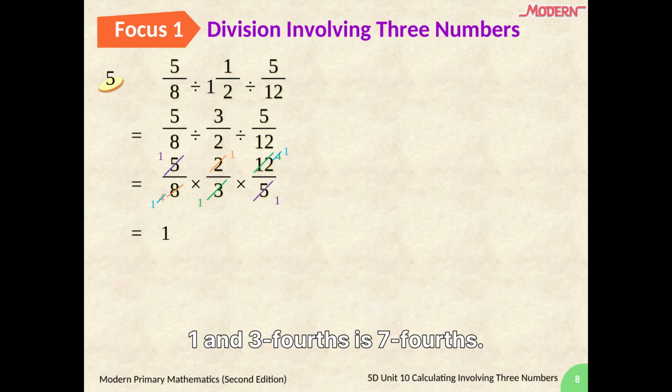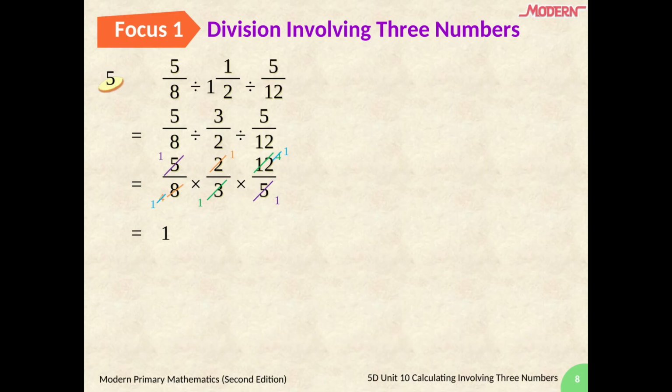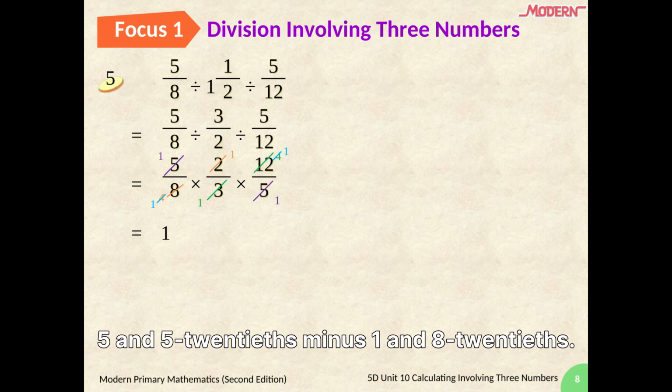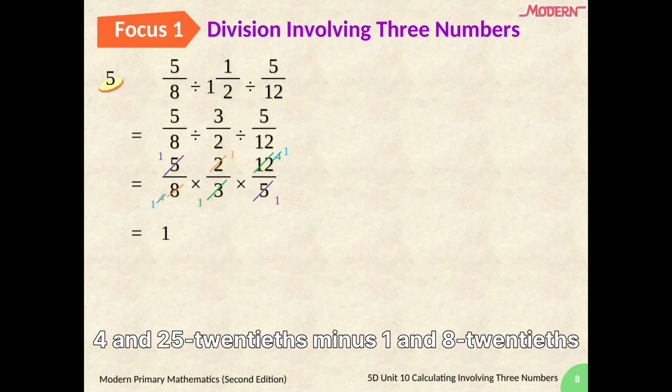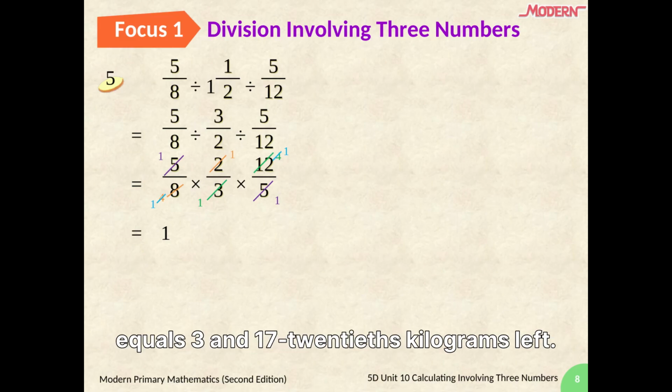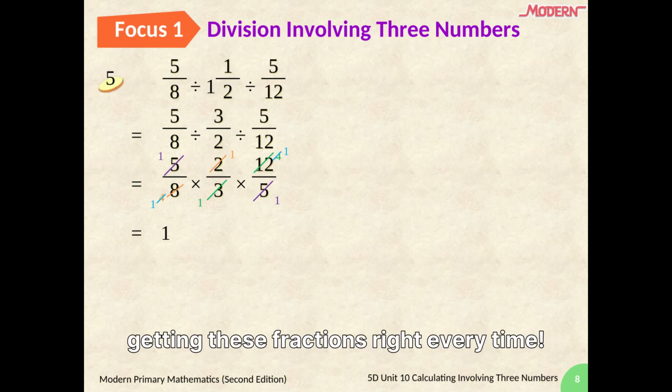1 3/4 is 7/4. Times 3 is 21/4, or 5 1/4. Now, 5 1/4 minus 1 2/5. We need a common denominator of 20. 5 5/20 minus 1 8/20. Since 5 is smaller than 8, we borrow from the whole number. 4 25/20ths minus 1 8/20 equals 3 17/20 kilograms left. Remember, organized work is the secret to getting these fractions right every time.